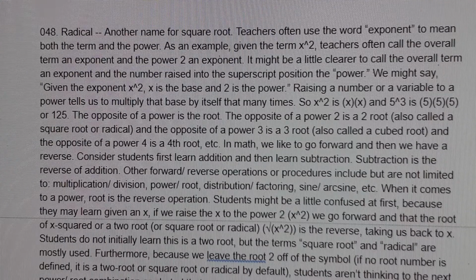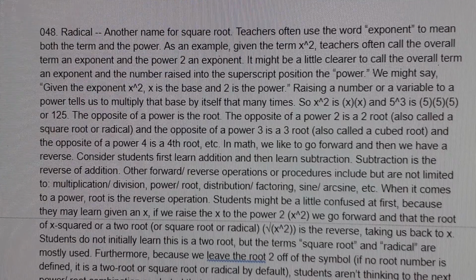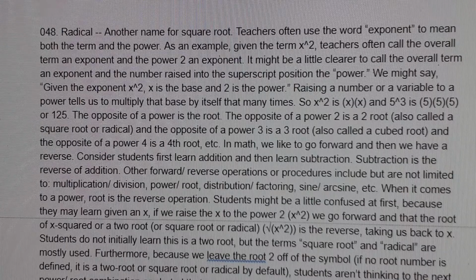In math, we like to go forward and then we have a reverse. Consider students first learn addition and then learn subtraction. Subtraction is the reverse of addition. Other forward/reverse operations or procedures include but are not limited to multiplication/division, power/root, distribution/factoring, sine/arcsine, etc. When it comes to a power, root is the reverse operation.